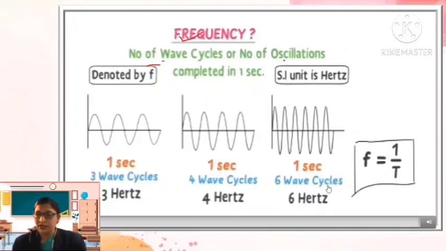Always remember the relation between frequency and time. Frequency and time are inversely proportional to each other. So we can say frequency is equal to 1 upon time, and time is equal to 1 upon f.